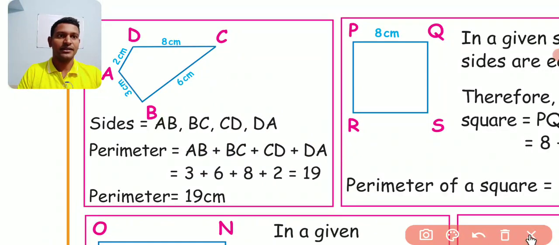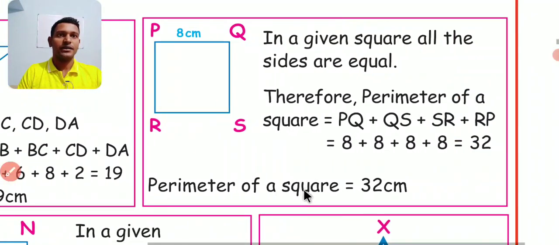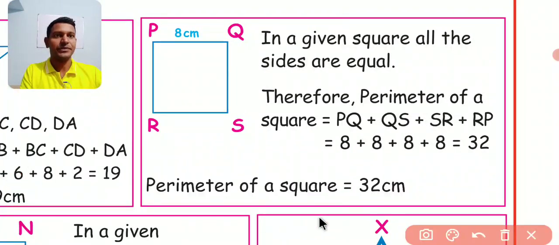Let us discuss another one. Here we have a square. They are giving only one value for the square, because in a square all 4 sides are equal. If you have one measurement, that value applies to all the sides. That's why they are giving only one value, 8 centimeter. This side is equal to this side. Not just 2 sides, all the sides are equal.